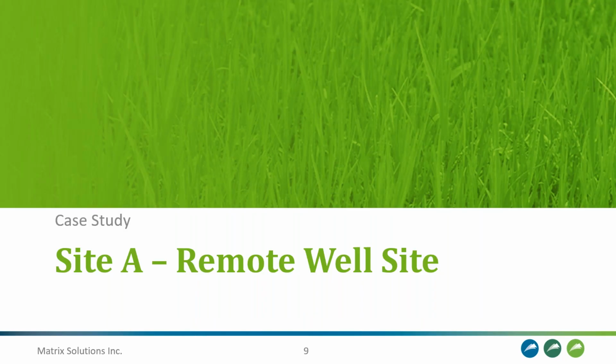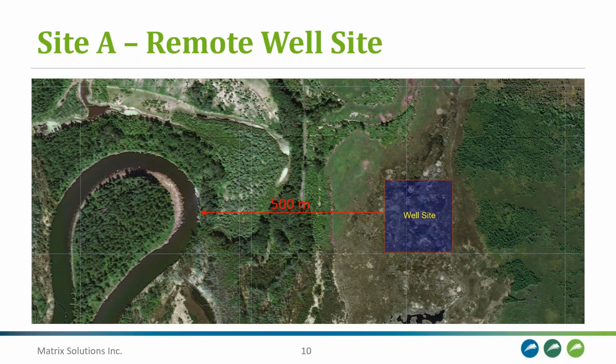The first site is Site A, and it's a remote well site. So this site is a remote well site located within a natural area land use. The lease is located in a flat-lying, poorly drained wetland, and the surrounding vegetation is primarily sedge. For the boreholes that they drilled on site, approximately 30 to 60 centimeters of peat was encountered, so showing that it is located within a peatland area.